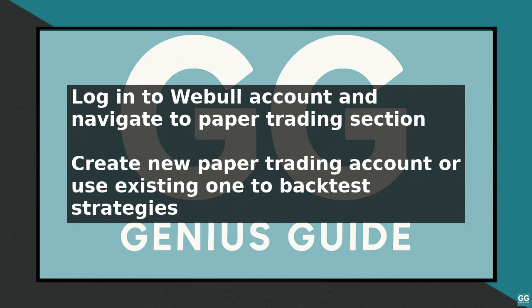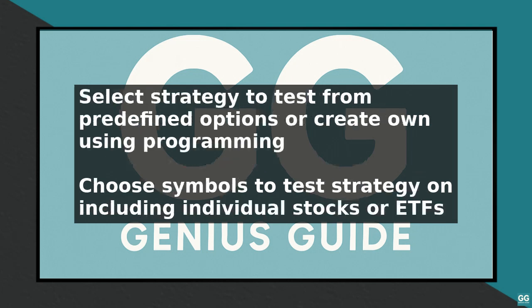First, you need to create a new paper trading account or use an existing one. Once you are in the paper trading section, click on the Backtest button. This will take you to the backtesting platform where you can select the strategy you want to test. You can choose from a variety of predefined strategies or create your own using Webull's programming language.